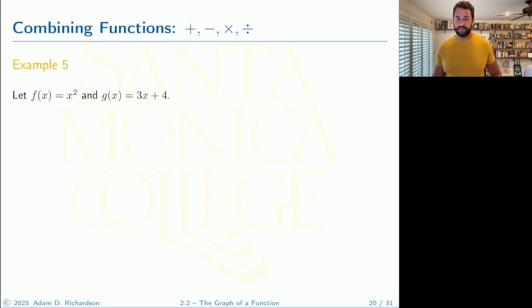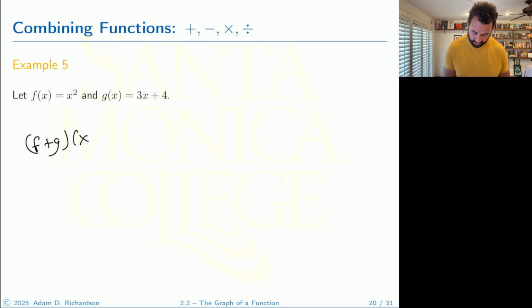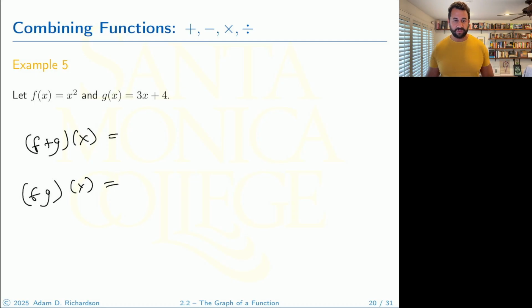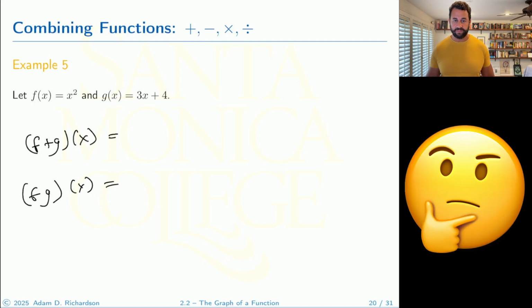So let's try it for a second. Let's say f of x equals x squared and g of x equals 3x plus 4. And what I want you to try is to compute these. I want you to try to compute f plus g of x. Start with that. And then maybe do f times g of x, okay? So think about this one on your own for just a moment.